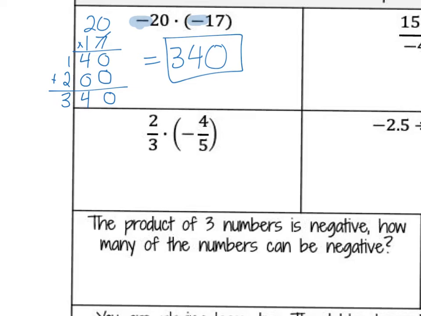So for fractions, just remember we're going to multiply across. Top times top and bottom times bottom. So 2 times 4 is 8 over 3 times 5 is 15. And remember that this dot right here in the middle, that means multiply. Okay, and then reduce whenever possible. 8 and 15 don't share any factors. And I have a positive times a negative. Those are different signs, so my answer is negative 8/15.